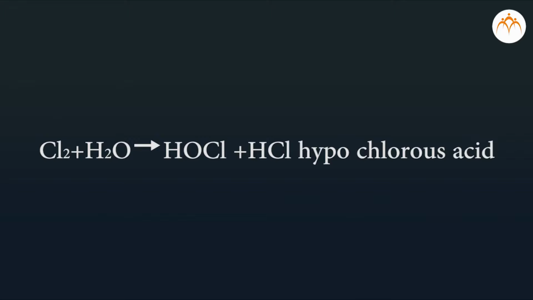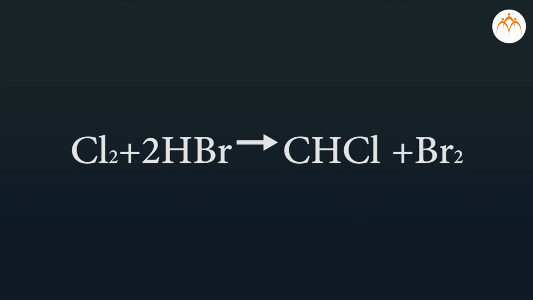Generally, nonmetals do not react with water except halogens. Example, chlorine dissolves in water to form hypochlorous acid. Cl2 plus H2O gives HOCl plus HCl. Nonmetals do not react with dilute acid except halogens. Cl2 plus 2HBr gives 2HCl plus Br2. Chlorine reacts with dilute hydrobromic acid to form hydrochloric acid and bromine.